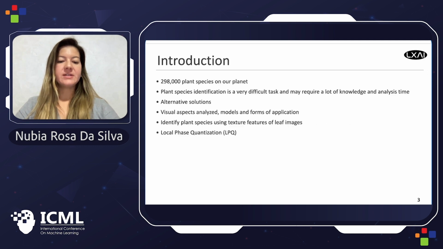The literature presents several methods for plant identification, which can be classified according to visual aspects. Also, computational methods are not yet as accurate as human identification, which motivates further research aimed at further exploration of this area. In this work, we will use local phase quantization as a feature structure to identify the species.